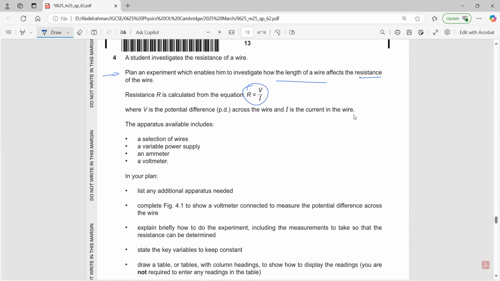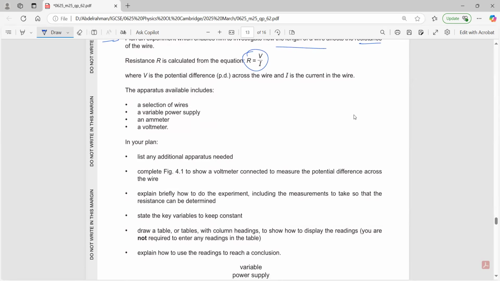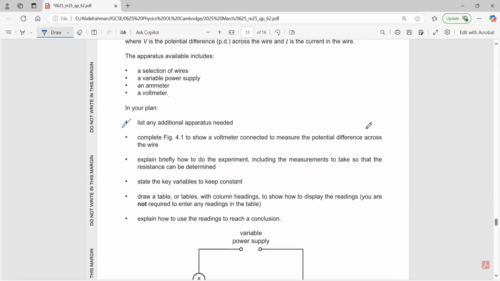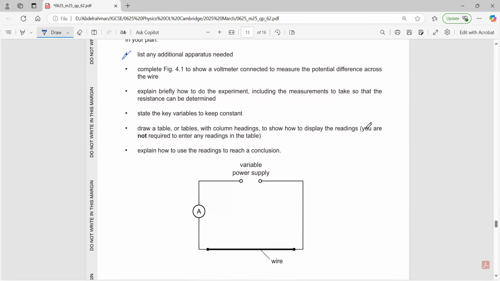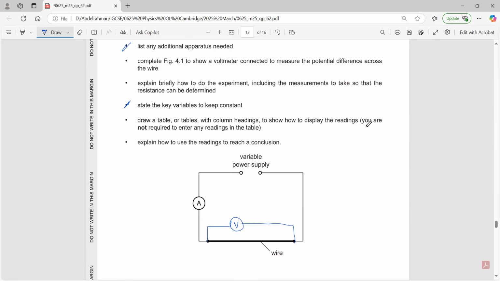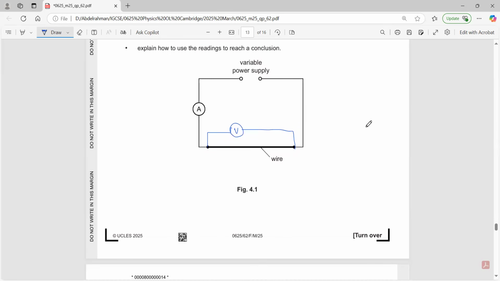Okay, the apparatus available. We have some apparatus: wires, variable power supply, ammeter, voltmeter. I guess we have one very important apparatus which is missing. Yes, it says list any additional apparatus. We will list the additional apparatus. Okay, complete the figure by drawing a voltmeter connected. How can I draw the voltmeter connected to measure the potential difference across the wire? Okay, so the voltmeter would be in parallel. This is my voltmeter. Explain briefly, state the key variables, the constants, draw a table, and then the conclusion. Let's say it's an easy question.